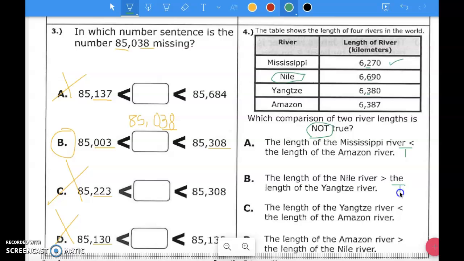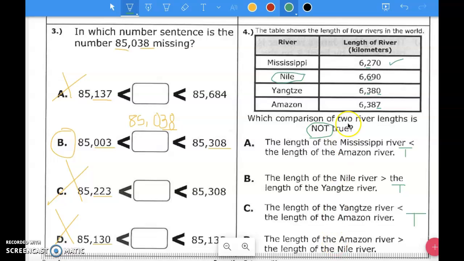So this is true. The length of the Yangtze River is less than the length of the Amazon River. And you know what? It is less by the slightest difference ever. But the Yangtze River is 7 miles shorter than the Amazon. So this is actually true.